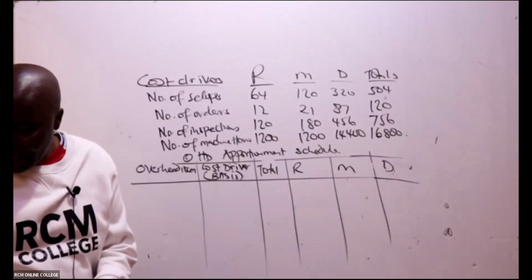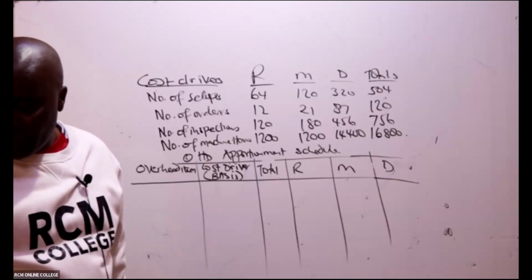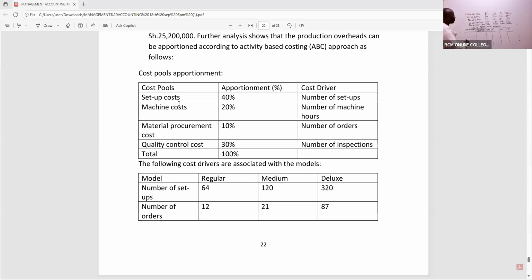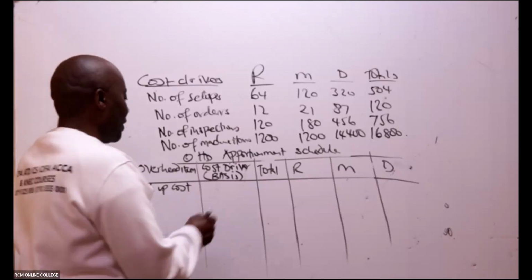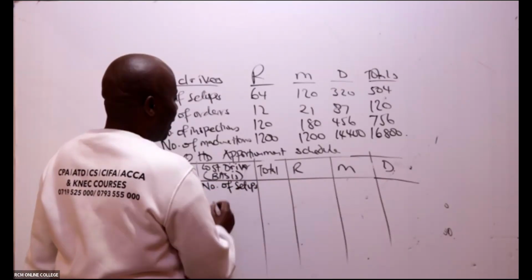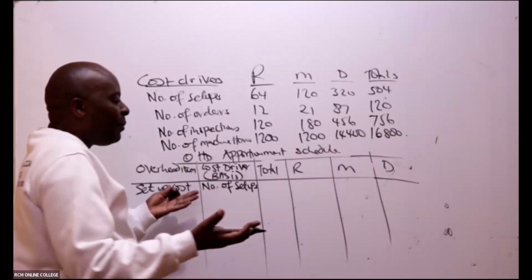So we start with the first overhead. What was the name of the first overhead item, as per the activity? The first one is setup cost. They have told me that the cost driver is number of setups. And the total figure, I rubbed mine.